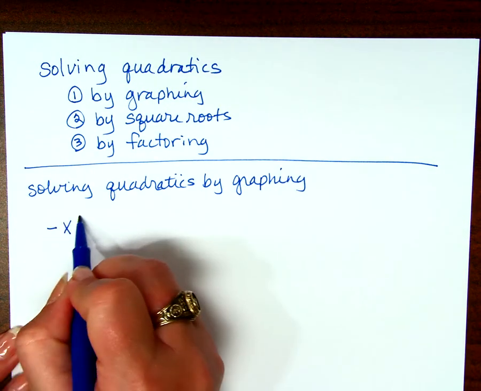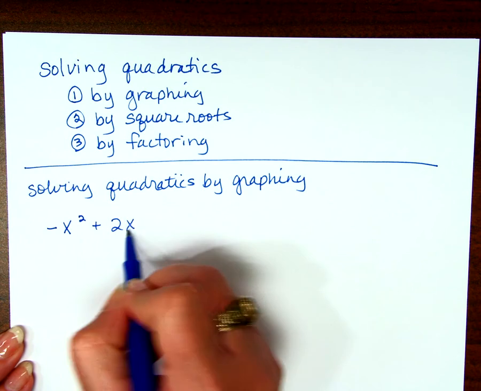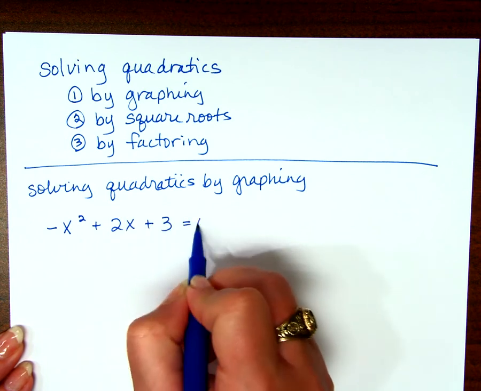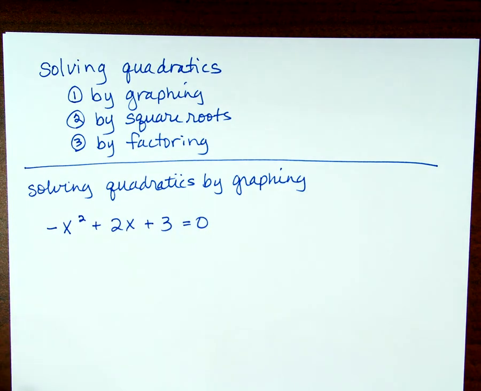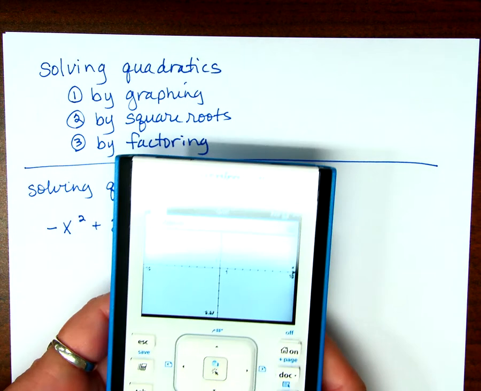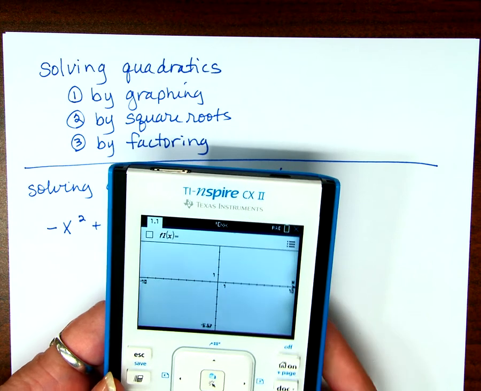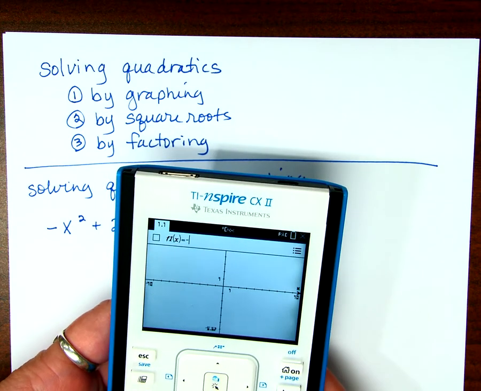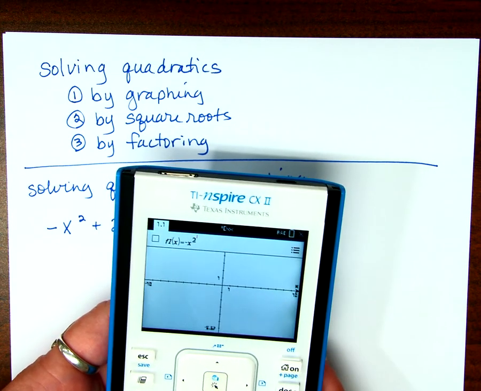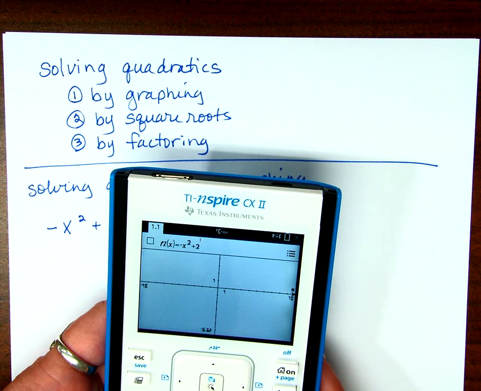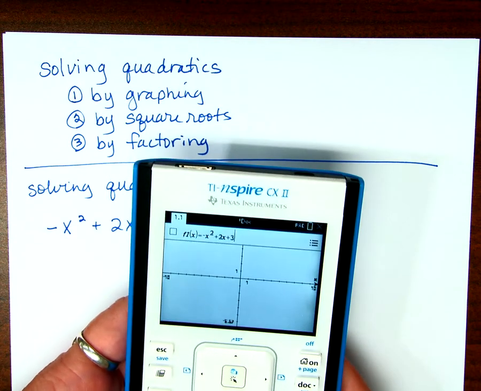Negative x squared plus 2x plus 3 equals 0. So this is an equation that we're trying to solve. Okay? And we're trying to solve it by graphing, right? So should we start with a graph? Yeah? Okay. So negative x squared plus 2x plus 3. Enter.